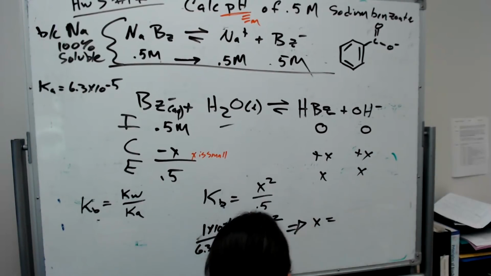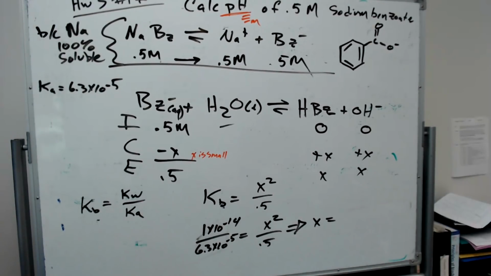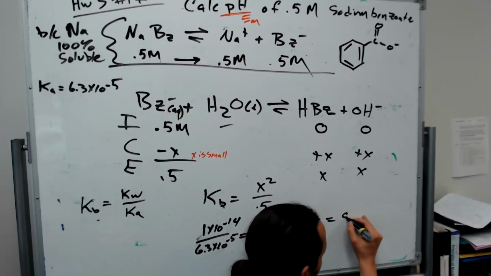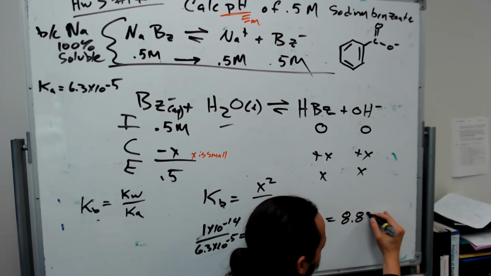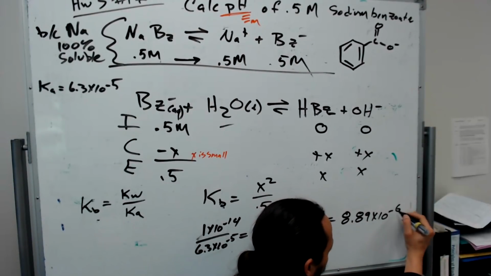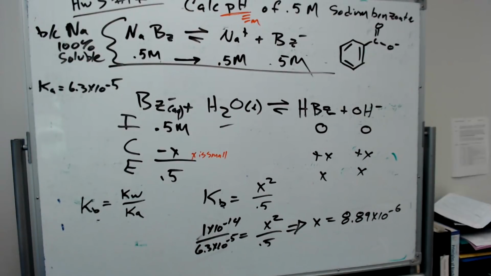We're going to take that Kb, multiply by 0.5, then take the square root, and we get 8.89 times 10 to the negative 6. Agreement? I got 3 people agreeing. I'll go with it.